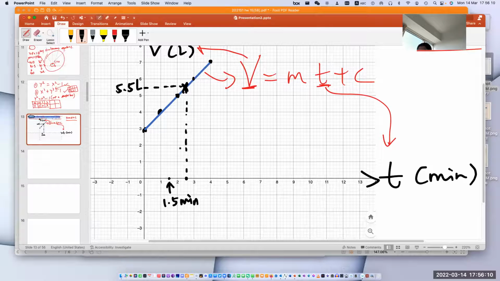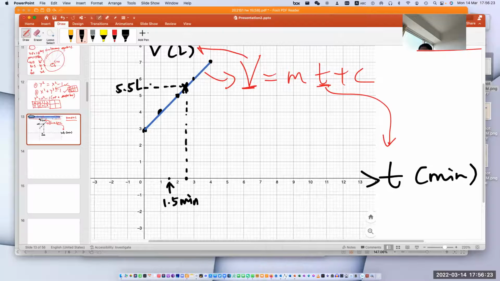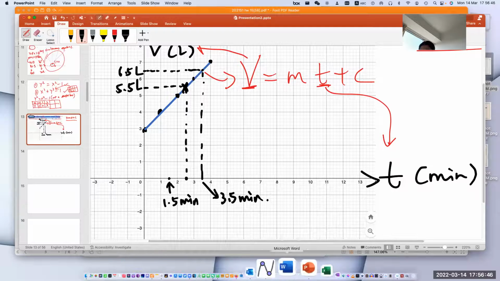Okay. Next, what's the next question? Use your graph to estimate what's the time needed to fill 6.5. Okay, 6.5 liter, right? 6.5 liter is here because this is the liter. Okay. So come down. So it's about 3.5 minutes. Okay. So this is 6.5 liter. Okay. Done again. So the next question.